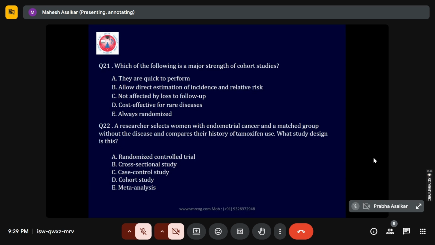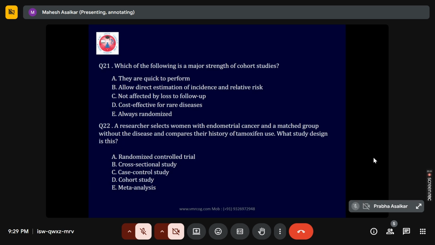Sir, I asked you a question regarding case control study previously. A case control study will give you the odds ratio. Here, you will get the incidence and the relative risk in the cohort study. Okay, sir. Next question.